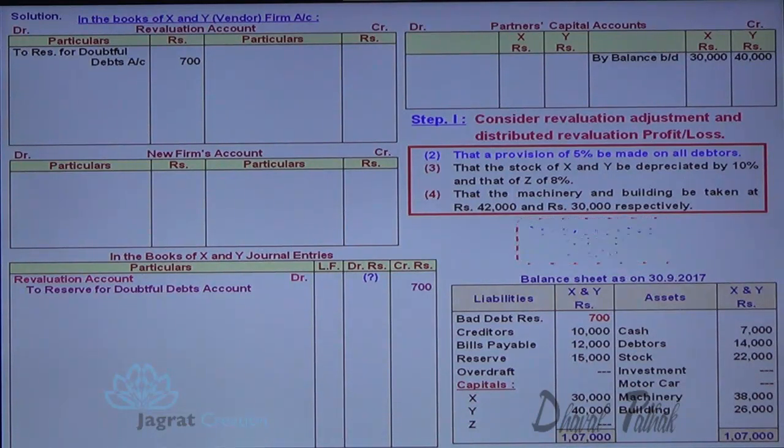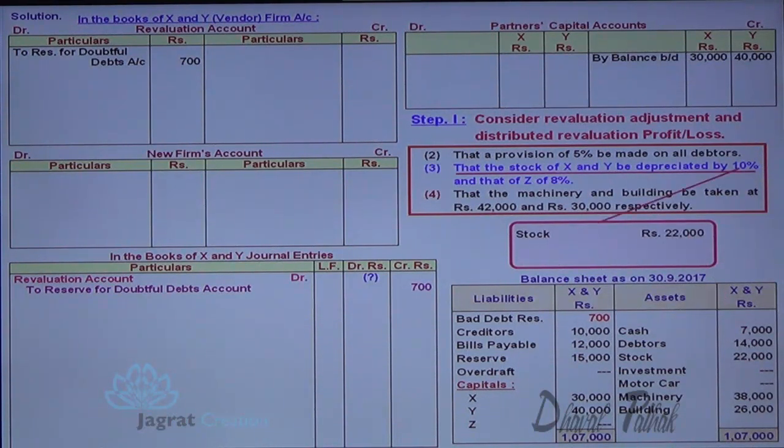Next, stock of X and Y depreciated by 10%. Stock is 22,000. A 10% decline there is 2,200. A 2,200 decline in the value of the asset is a loss, debited to the revaluation account. The new value of stock will appear in the balance sheet. I am going to write down the journal entry: revaluation account debit to stock account credit 2,200. This is how the journal entry is also recorded simultaneously.